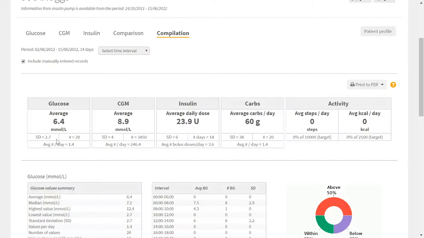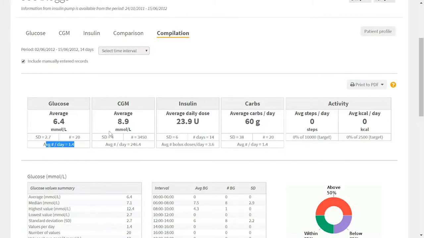However, by looking at the standard deviation, which we see below, in this case 2.7, you get a measure for how much this patient is fluctuating. So we can see that most of the results sit between 6.4 plus or minus 2.7. So we know that this patient is going from 3.7 all the way up to 9.1. And to get that information, we're using 20 tests, which averages out at 1.4 tests per day.